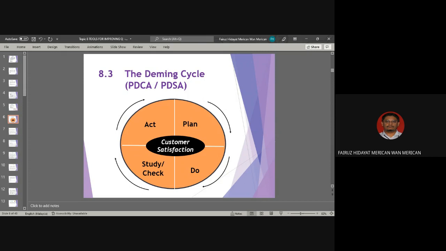So this Deming cycle involves four approaches or four cycles. It's known as the PDCA or the PDSA. So there are two variations. You have plan, do, check, and act. That's for the PDCA. And the PDSA is, of course, plan, do, study, and act. And in the middle there is the customer satisfaction. So this cycle of plan, do, study or check, and act is centered around customer satisfaction, as a way to guide their problem solving in terms of improving the quality of their product or service.